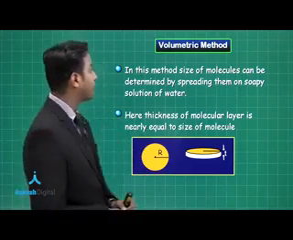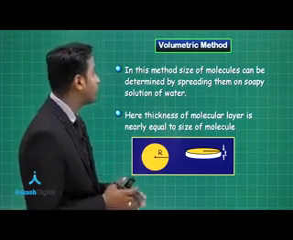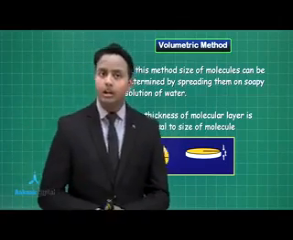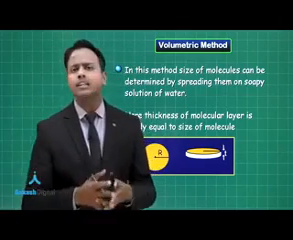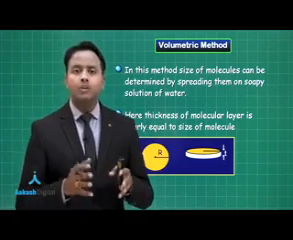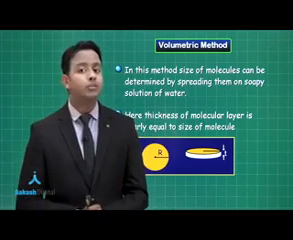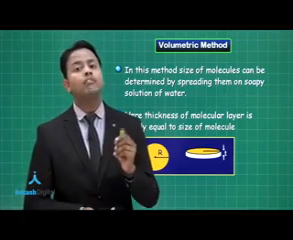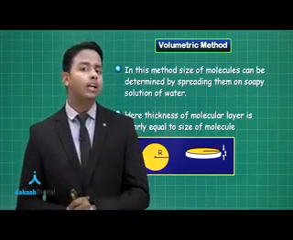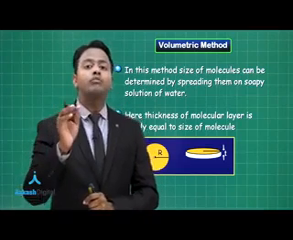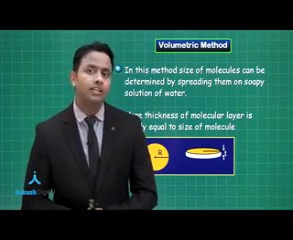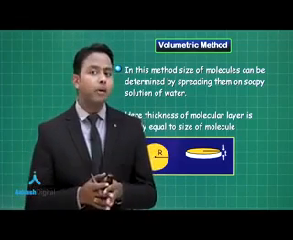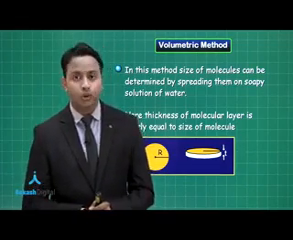Now in this volumetric method, the size of a molecule can be determined by spreading them on a soapy solution of water. Let's suppose I take a sample of oleic acid. The diameter of a molecule of oleic acid lies in the range of 10 to the power minus 9 meter. So I have taken a sample of pure oleic acid, and a volume of 1 centimeter cube of oleic acid is mixed with 19 centimeter cube of alcohol. So I have a 20 centimeter cube of solution.